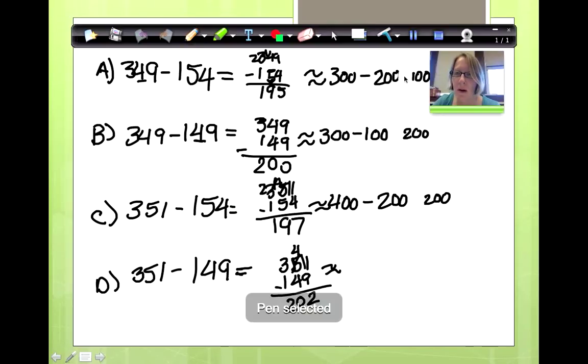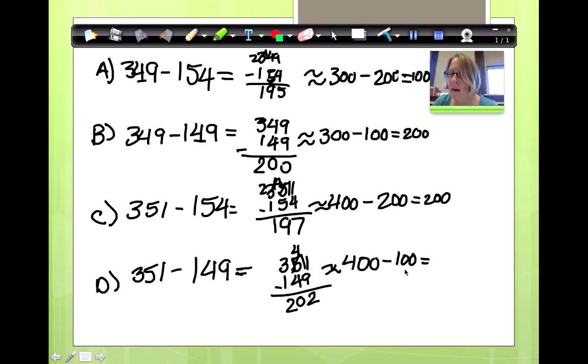Okay, here we go. Now, 351, it rounded up. We remember that. So that's going to be 400 take away what was 149, it rounded down because it wasn't quite 50, so that's 100. And 400 take away 100 is 300. Whoa! What's the difference between my highest and my lowest numbers? We have 300 take away 100. That's 200. We have 200 numbers on that number line between the highest and the lowest.